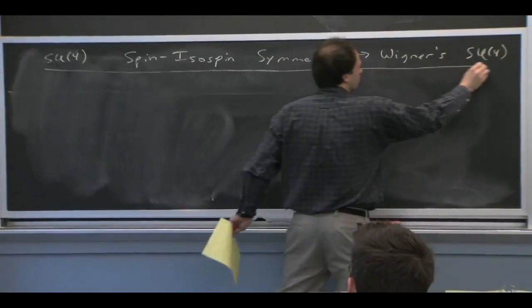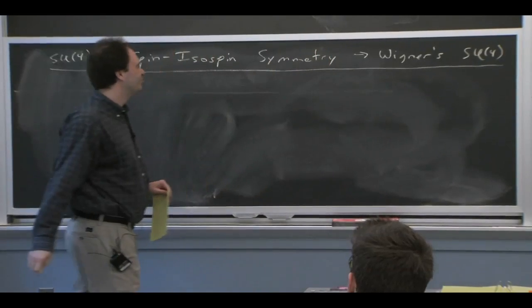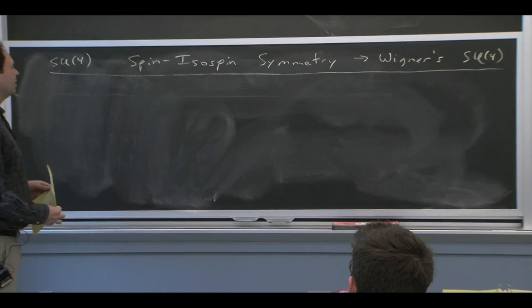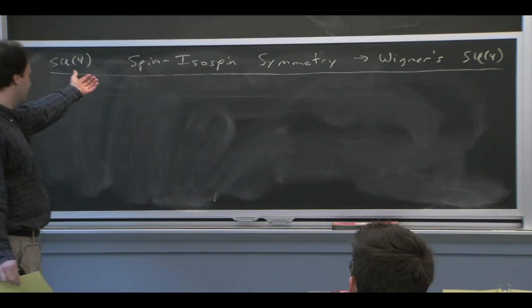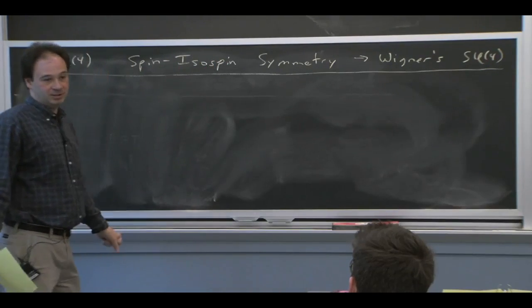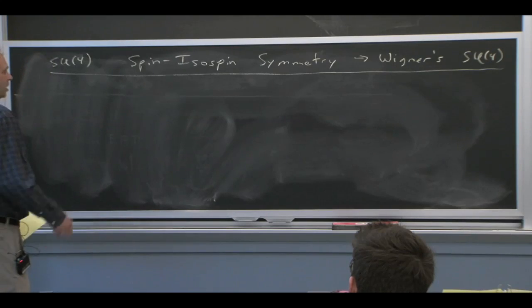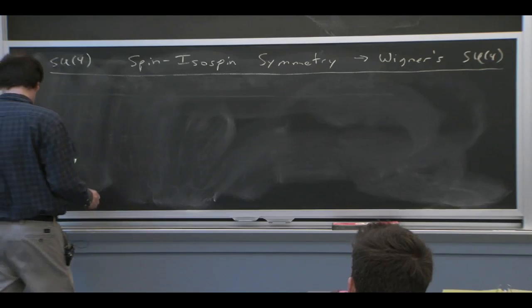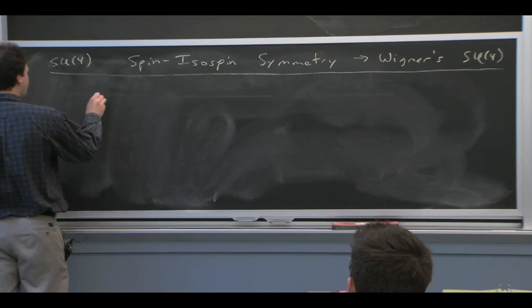So Wigner, long ago, noticed that nuclei tend to have a symmetry, which is a combination of spin and isospin into a full SU(4). And we can understand partly where that comes from in this effective field theory. So what is this SU(4)?